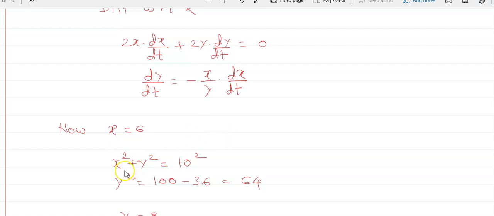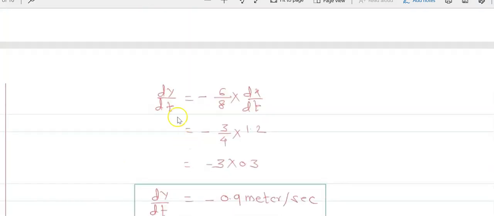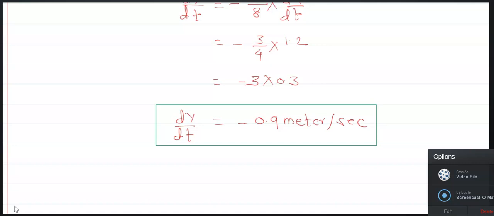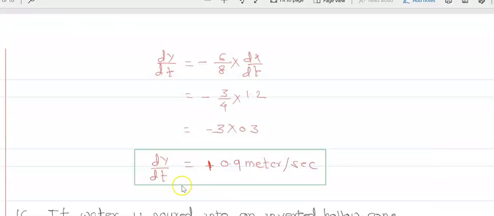Therefore, x is equal to 6, x square plus y square is equal to 10 square, so y is equal to 8. Now substitute the value: dy upon dt is equal to minus 6 upon 8 into dx upon dt, which is minus 3 by 4 into 1.2. Speed is not negative, that's why I have taken it as a plus. So dy by dt is equal to 0.9 meter per second. In the previous step I took the speed as a plus 0.9 meter per second; I have changed it. This is the final answer, 0.9 meter per second. Now, the next problem.